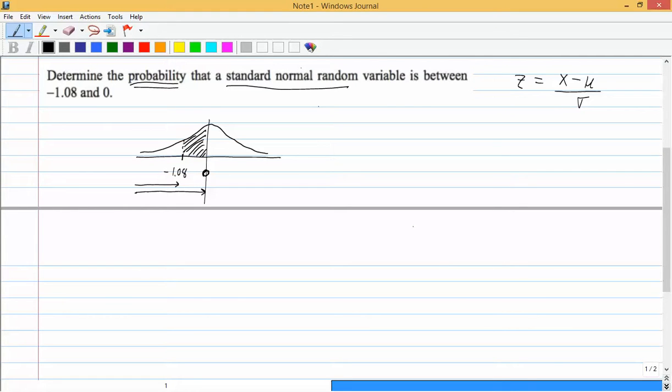Okay, so I'm going to go to Appendix B, or Appendix A, Table B, real quick. And if you don't have a copy of that appendix or that table, I can print one out for you.